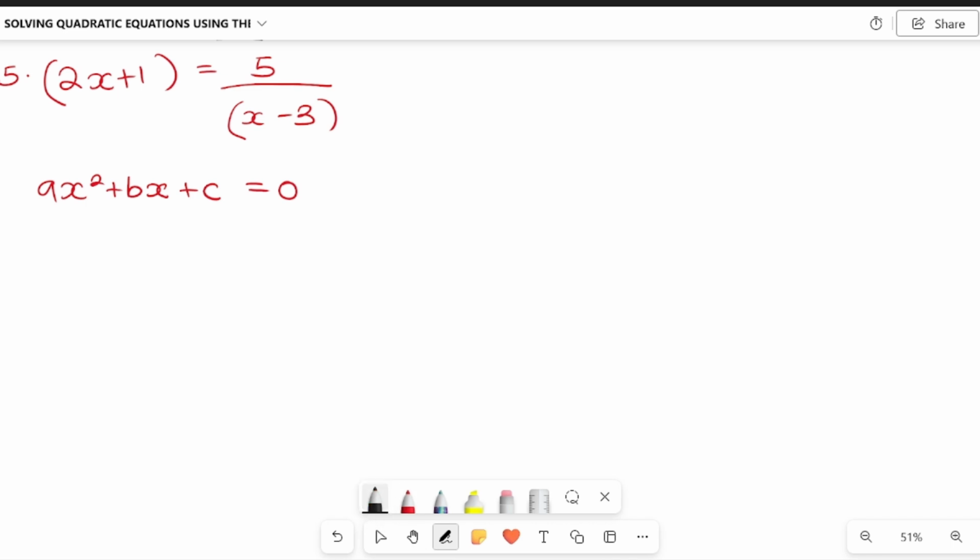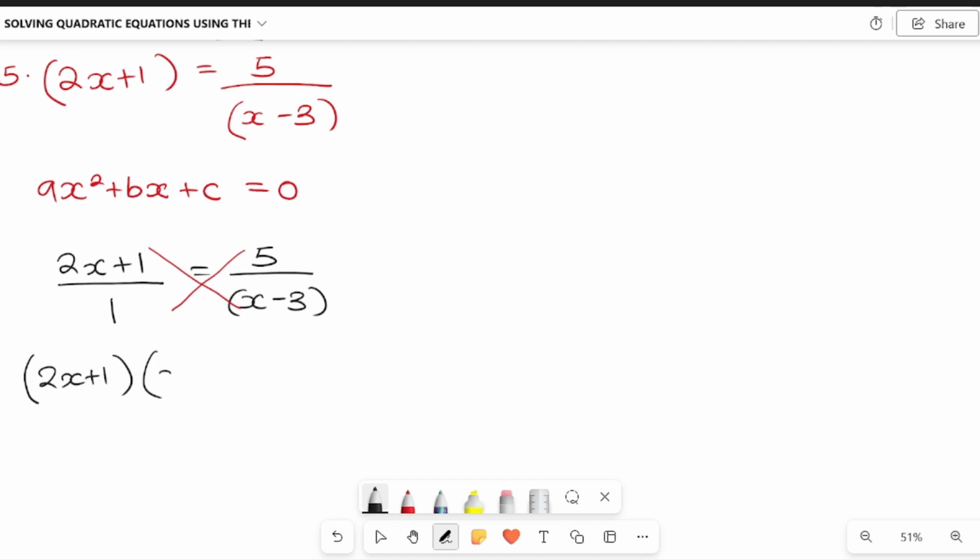We can rewrite this equation as 2x plus 1 all over 1 is equal to 5 all over x minus 3. Since this part can be written all over 1, it's the same as 2x plus 1. We can then perform cross multiplication to eliminate the fractions, basically making the question a bit easier to handle. So that will be 2x plus 1, in brackets, times x minus 3 equals 5 times 1, which is the same as 5.